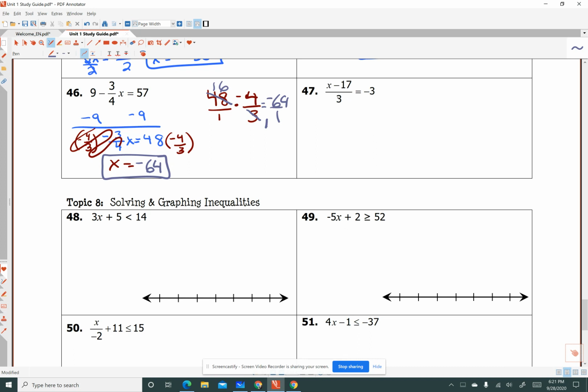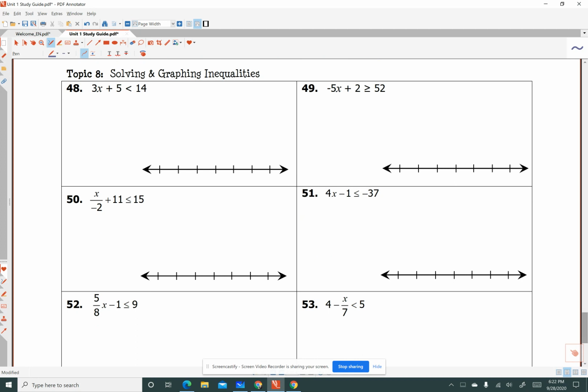And here, I think the first thing we want to do is lose the fraction. So I'm going to multiply both sides of the equation by 3. So this will cancel. That will give me x minus 17 equals negative 9. Now let's add 17 to both sides. And x equals negative 9 plus 17 is a positive 8. And that's the final answer.